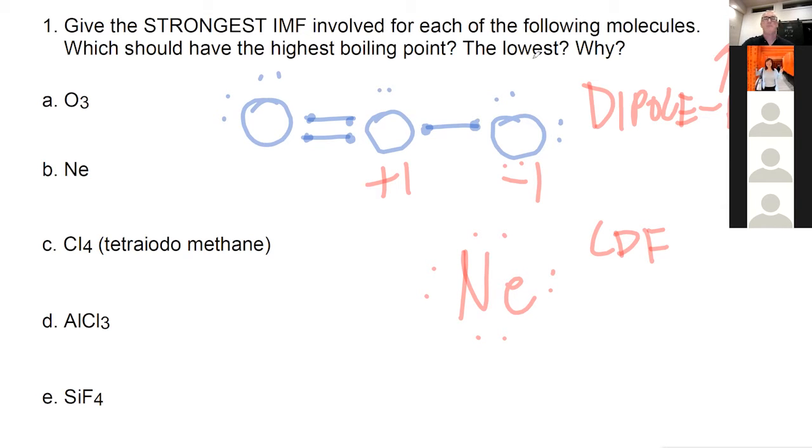So that would be pretty weak, right? If we have neon, it doesn't really interact with other neon atoms very much. So that would be pretty weak. What about tetraiodomethane? What would that look like? Who goes in the middle? Carbon or one of the iodines?